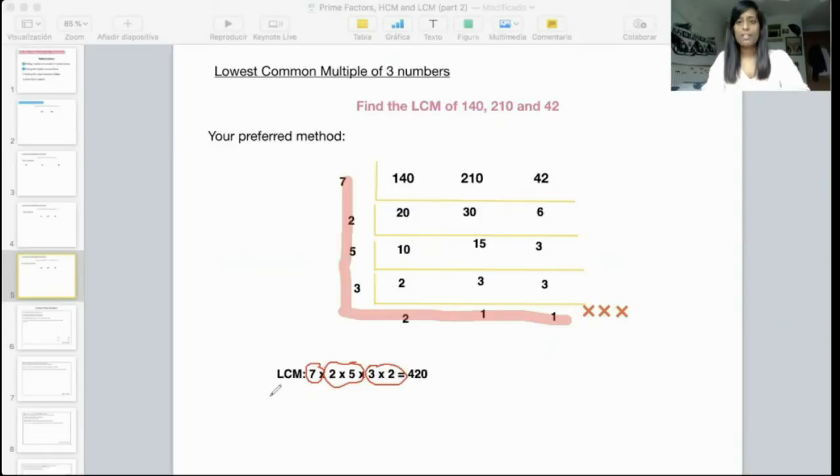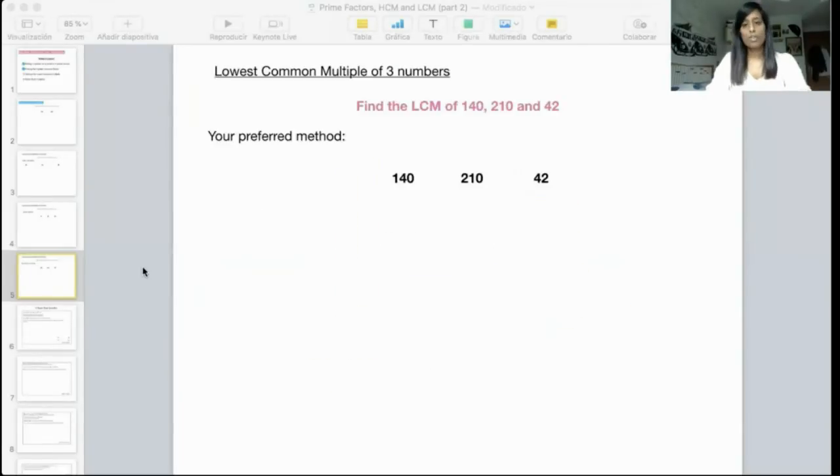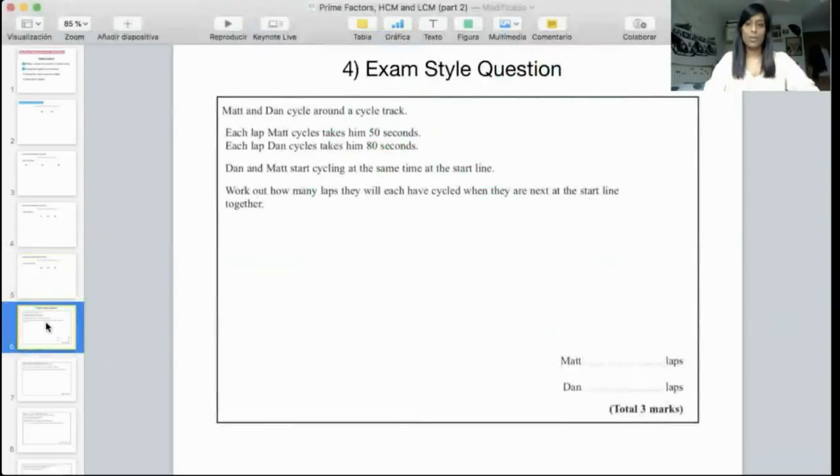What we're going to do now for the last few minutes of the lesson is have a look at some exam questions where this in particular is applied. Okay, so these exam questions are not your bog standard ones where they just ask you to find lowest common multiple or highest common factor. They're worded questions. So let's have a look at this question here. I'm going to give you just 20 seconds to have a quick read before I start talking.